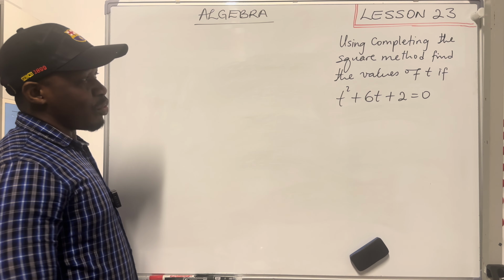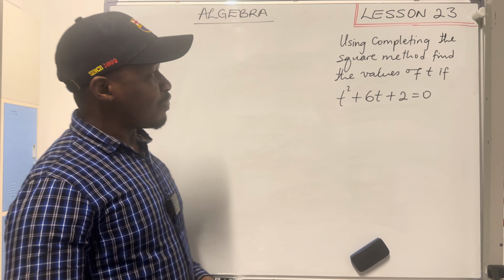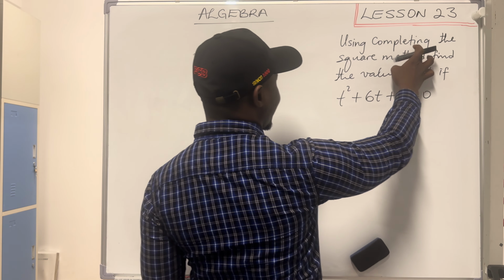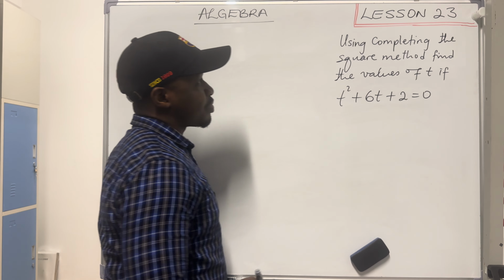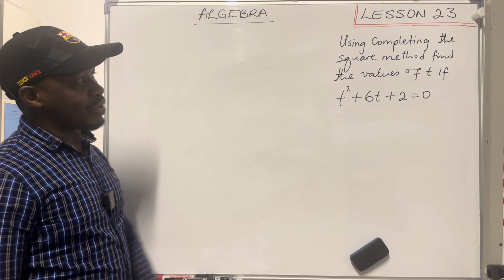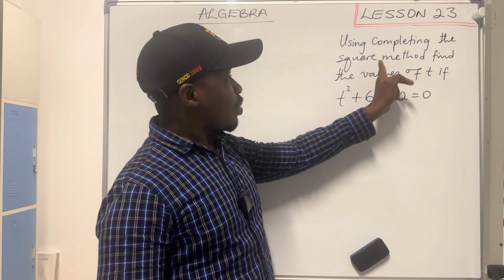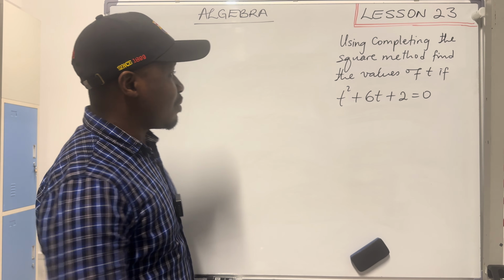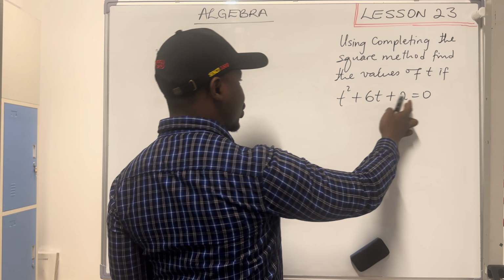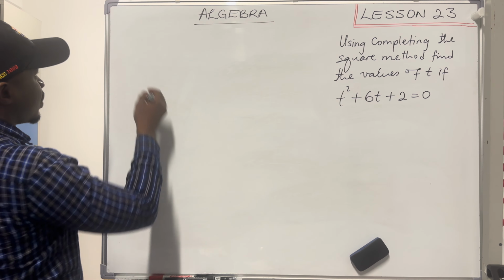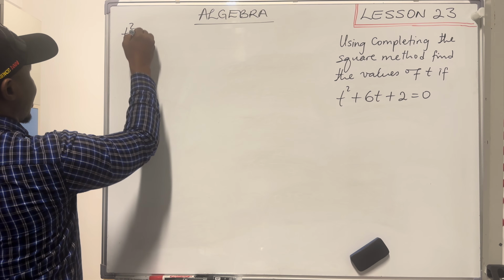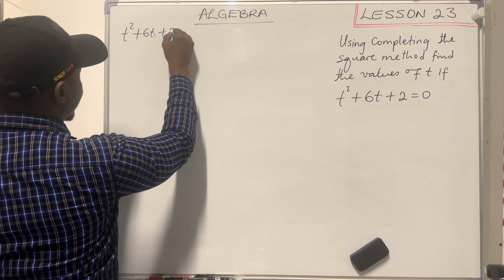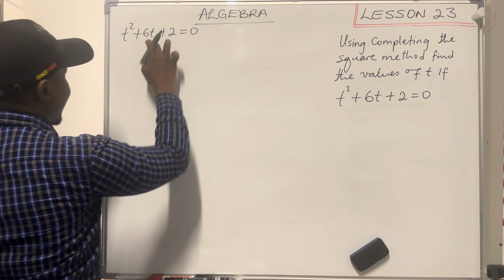This is the second one we are solving, wherein specifically we are to use the completing the square method. Using the completing the square method, find the values of t if t squared plus 6t plus 2 equals 0. t squared plus 6t plus 2 equals 0.